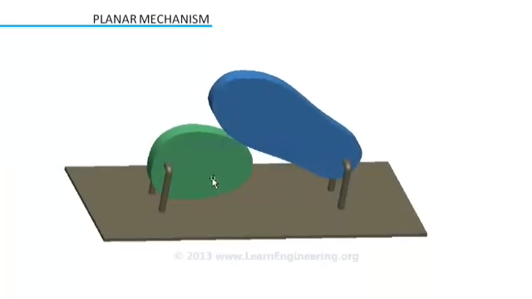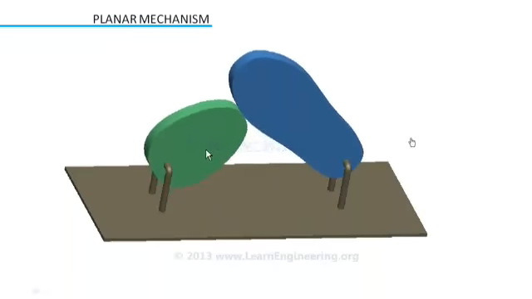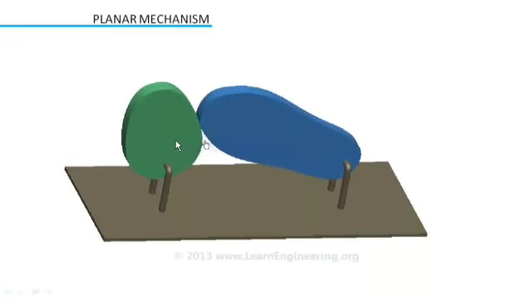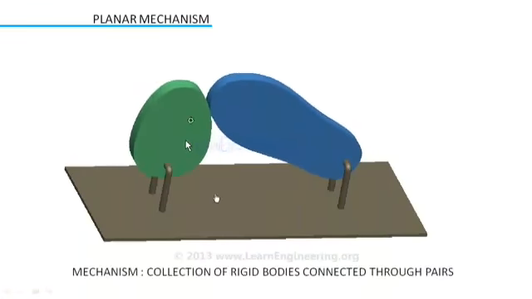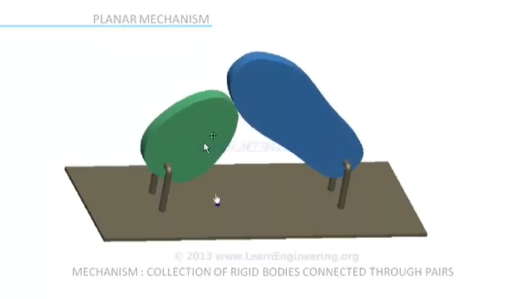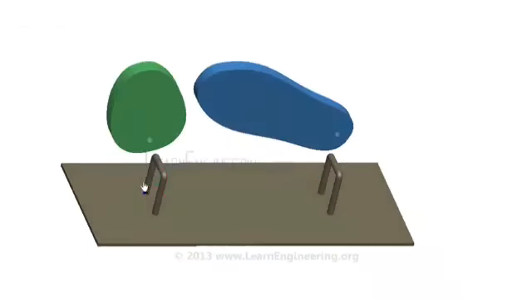A mechanism is a collection of rigid bodies, or links, connected through pairs, provided one link is grounded. If the system were not connected like this, then each link, except the ground, would have 3 degrees of freedom. So total degrees of freedom, or mobility, is 3(n-1). N represents total number of links, in this case 3.